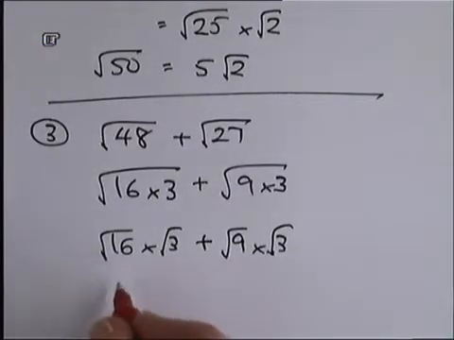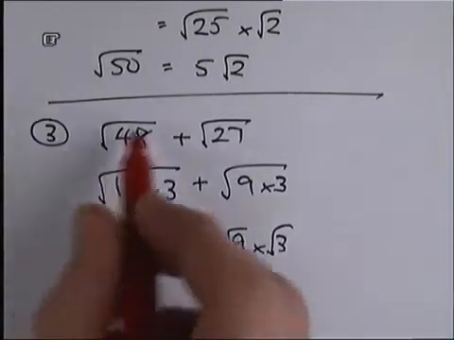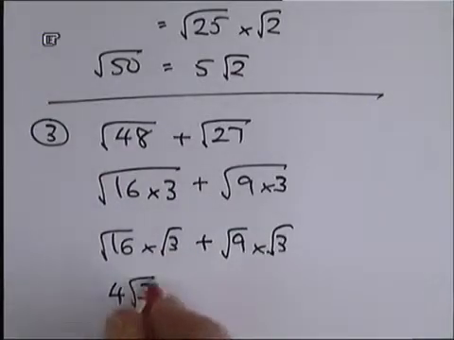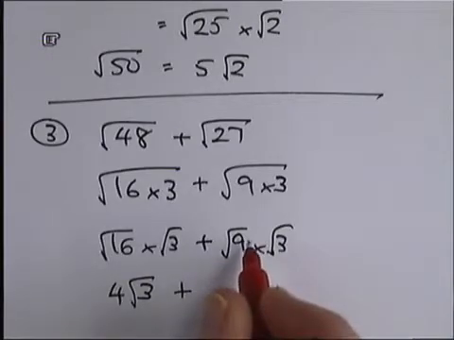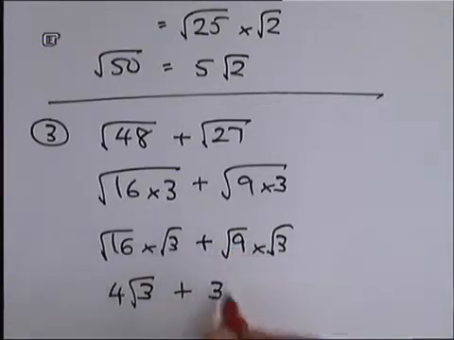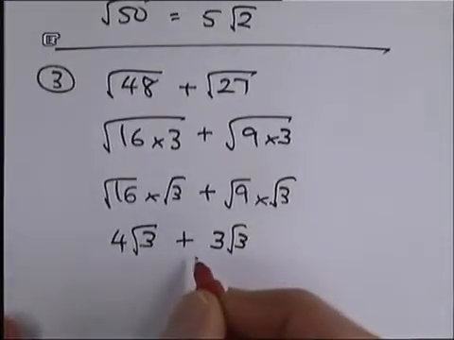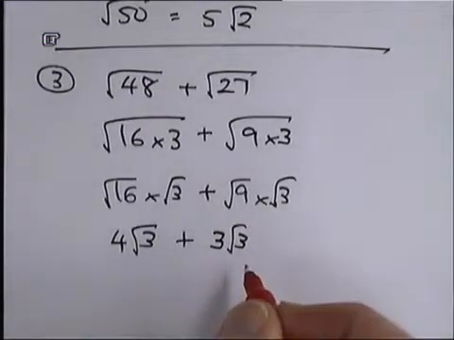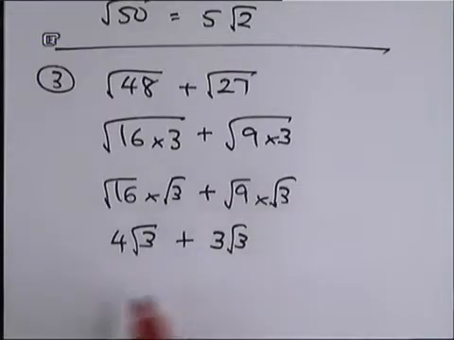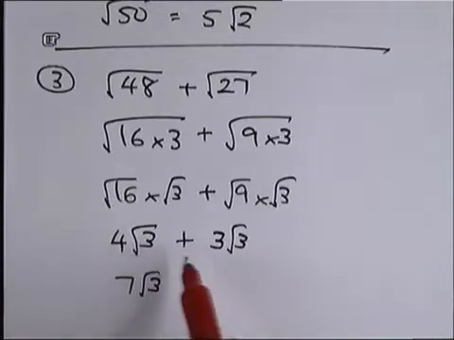The square root of 16 is just 4. So this left-hand side is the same as 4 lots of root 3. On the right of my plus, root 9 is 3. So I've got 3 lots of root 3. So I've got 4 lots of root 3 plus 3 lots of root 3. It probably won't surprise you to realise that's 7 lots of root 3. If you think of 4 somethings plus 3 of the same thing, it's 7 of those things. So 4 root 3 plus 3 root 3 is 7 root 3.